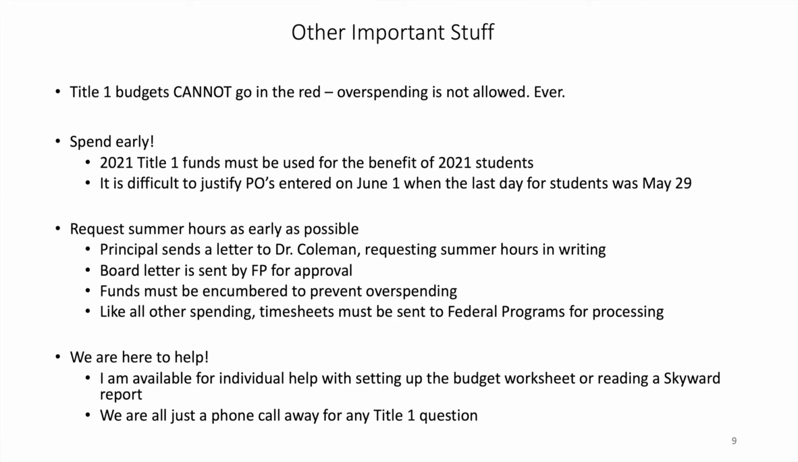Here are just a few other important things I need to mention. Title I budgets cannot go in the red. Overspending is not allowed ever. Spend early. 2021 Title I funds must be used for the benefit of 2021 students. It's difficult to justify POs entered on June 1st when the last day for students was May 29th.